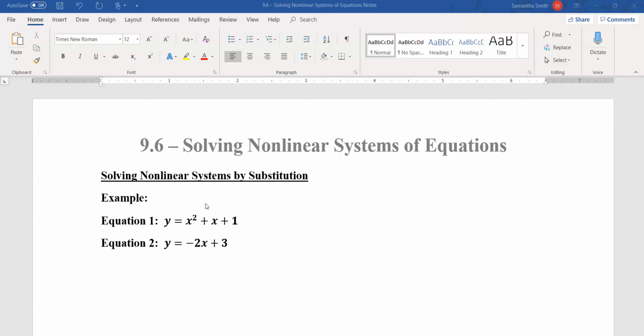We are now going to be doing the final thing of the year, and that is solving nonlinear systems of equations.